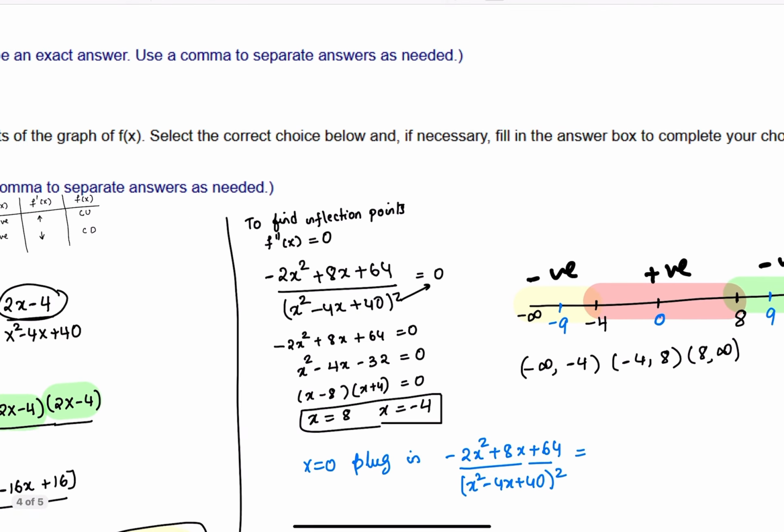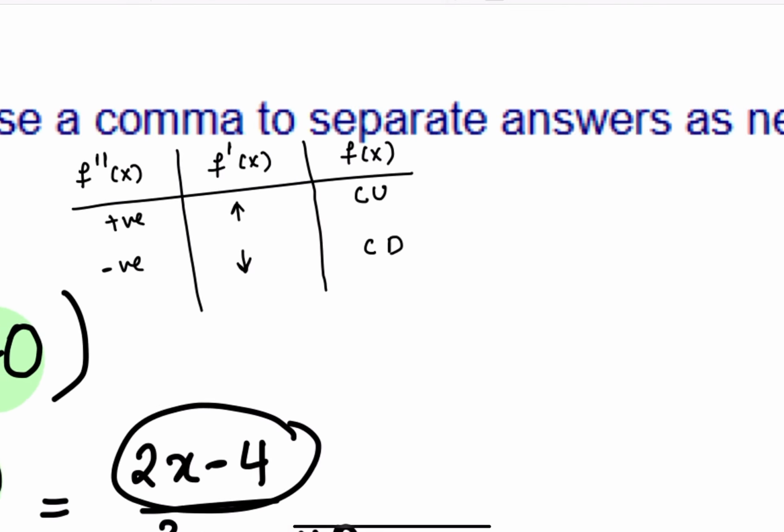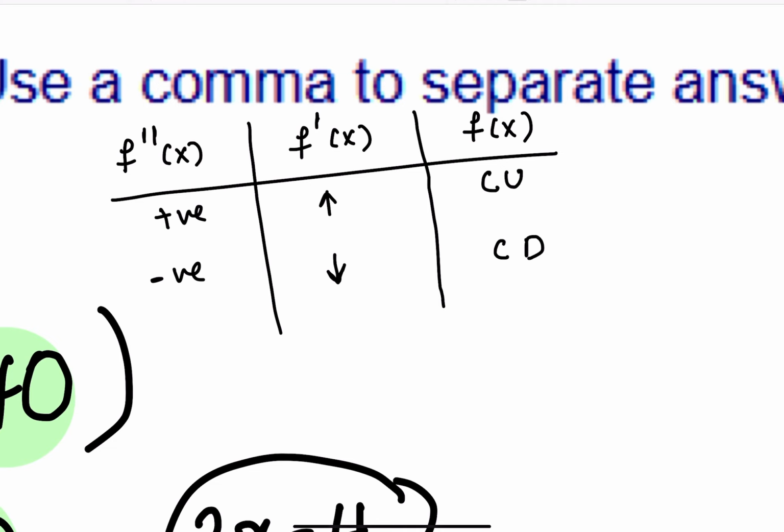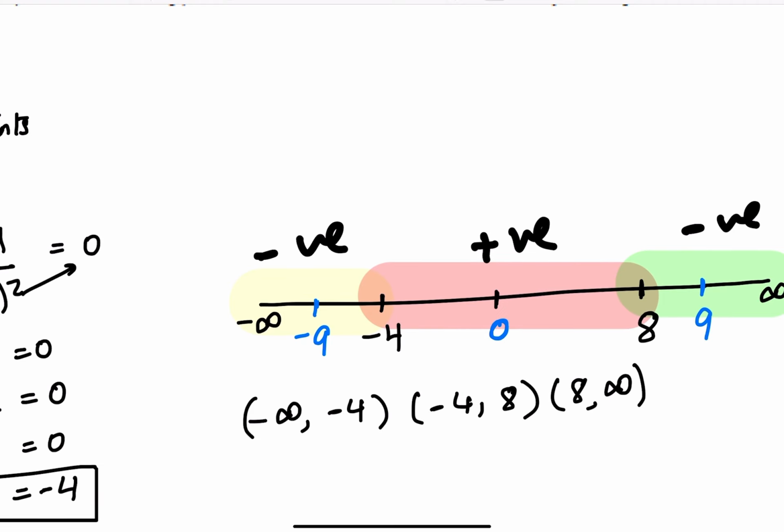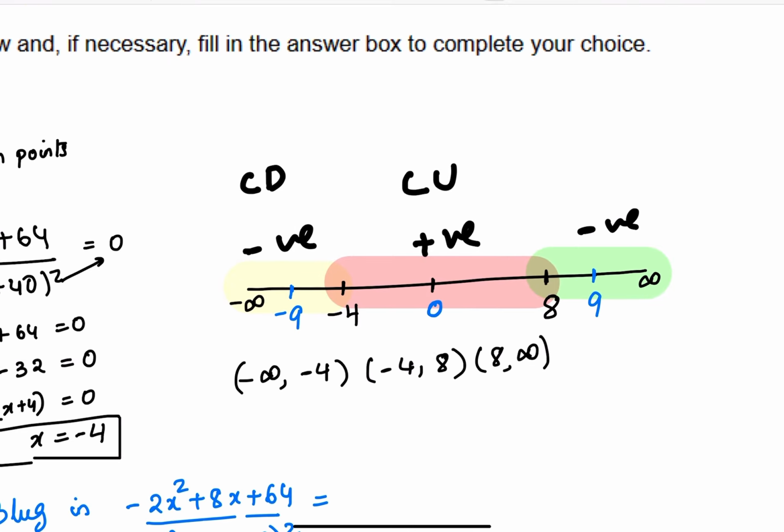Again, your second derivative is negative. That means your function is concave downward. If it's positive, the function is concave upward. So this is concave downward, this is concave upward, and this is concave downward.